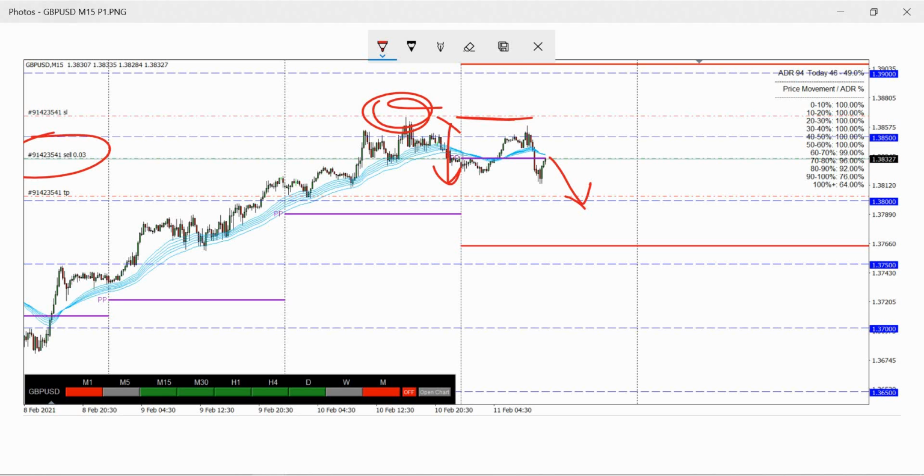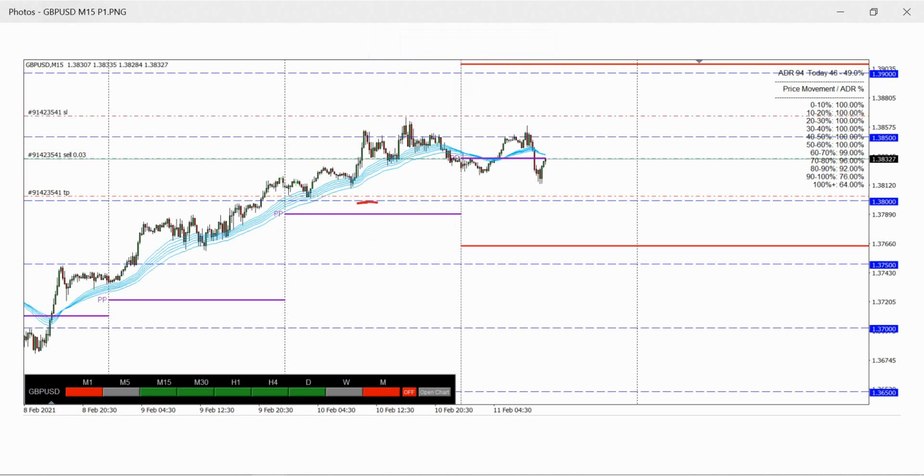Now, what I've done is I didn't want to set it at this level because we had this round number level just above it. And again, I didn't put my take profit at the round number level.